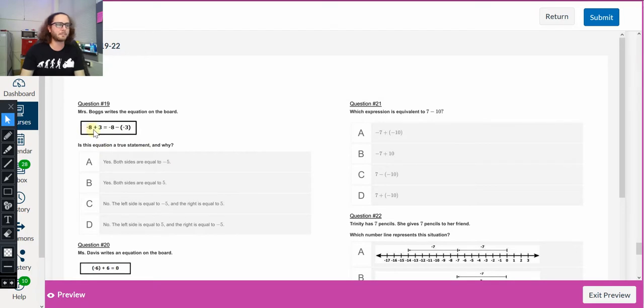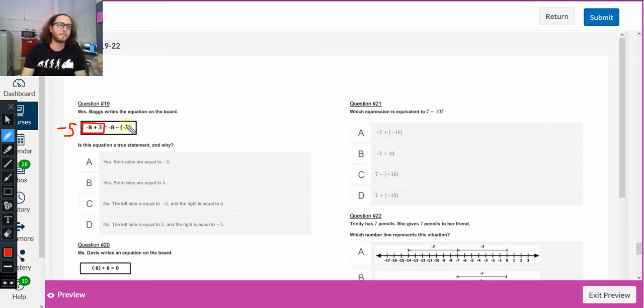We have negative 8 plus 3 equals negative 8 minus negative 3. Is this true and why? So I'm going to tell you now, it is true. Okay, this right here, that is -8 plus 3, so we start at -8 and we come back to the right by 3 units. We end up at -5.